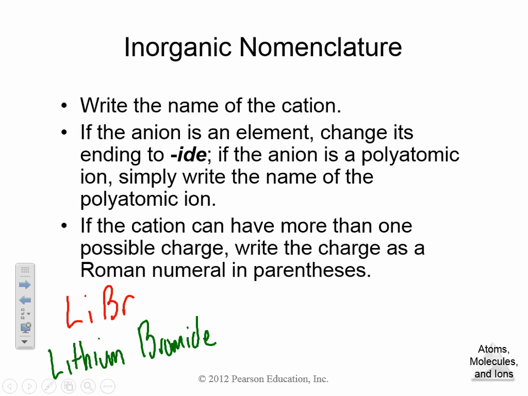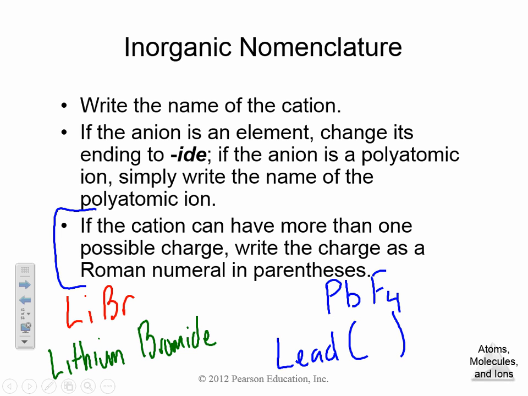Now, this is an important step here, and one that often gets left behind: if you have a cation with more than one charge, so metals such as iron or copper or chromium, just to name a couple, or lead or tin, you have to put the charge in Roman numerals. So if we use the example here, PbF4, we have lead. Lead has 2 possible charges. We're going to name the ion as is. We have lead. Now in parentheses, we're going to put the Roman numeral.